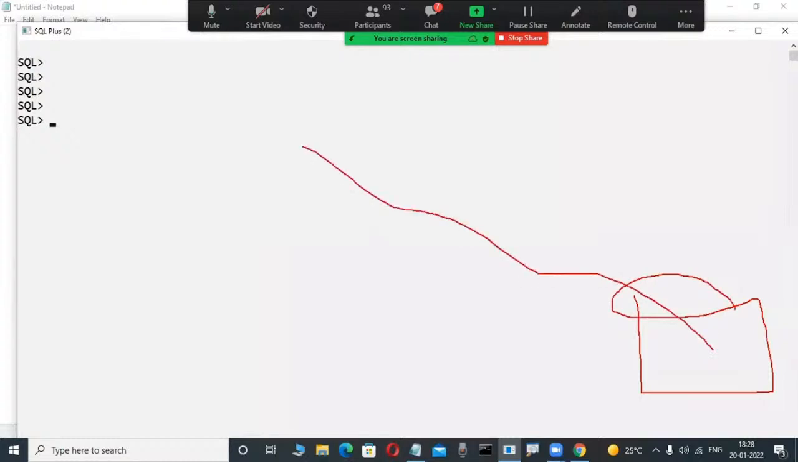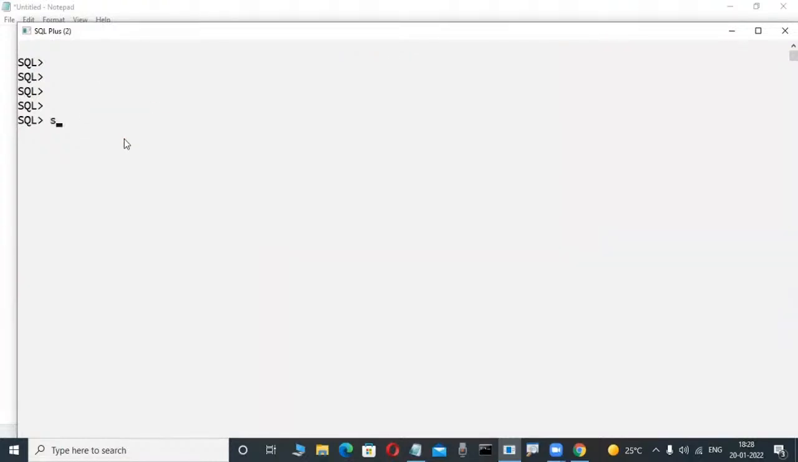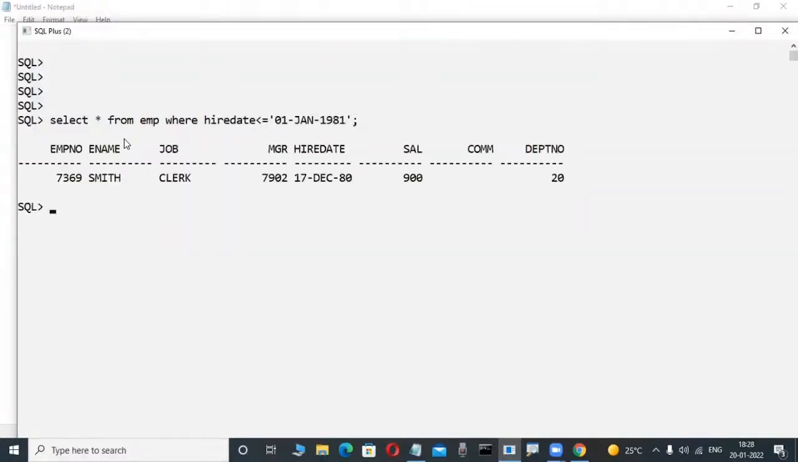How do we fetch this data? We write queries. Observe here: select star from table name where hire date is less than or equal to 1st January 1981. Just by writing the query, the data is automatically displayed.